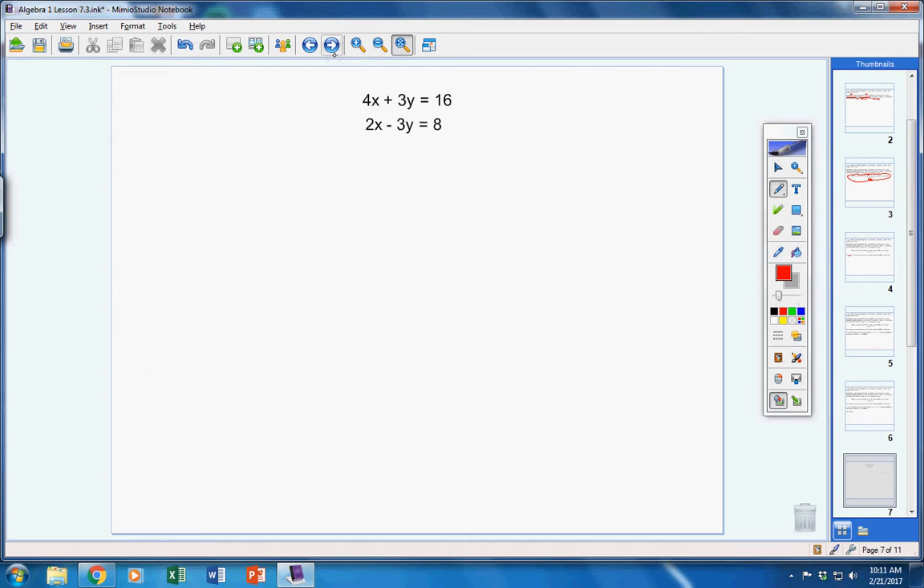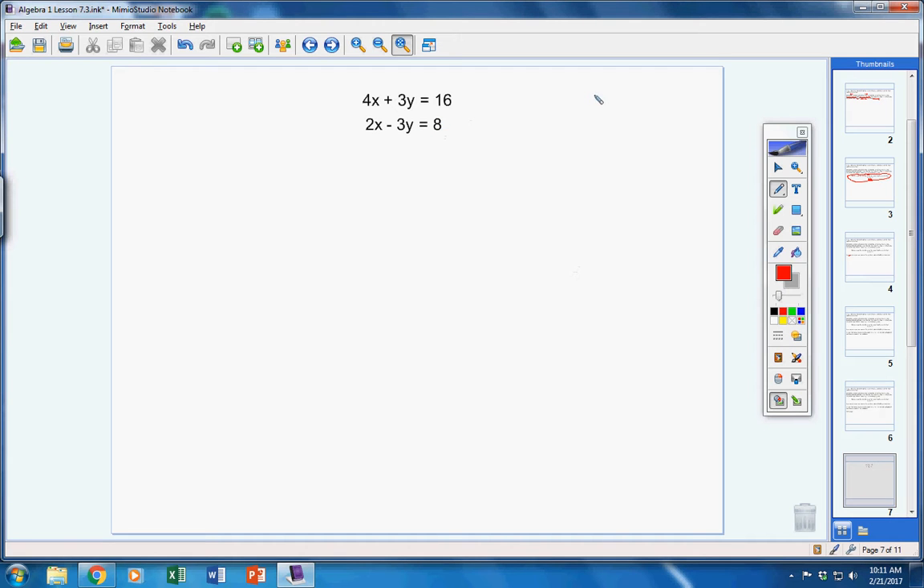Here we go. Please copy this first problem in your notes. Remember, anytime during the video if I go too fast, just pause the video and get caught up. Okay, let's solve this system.